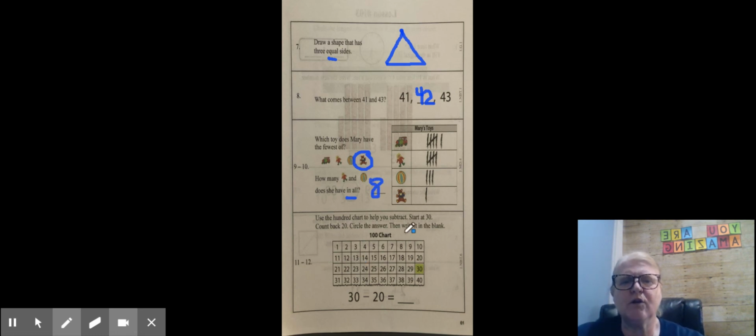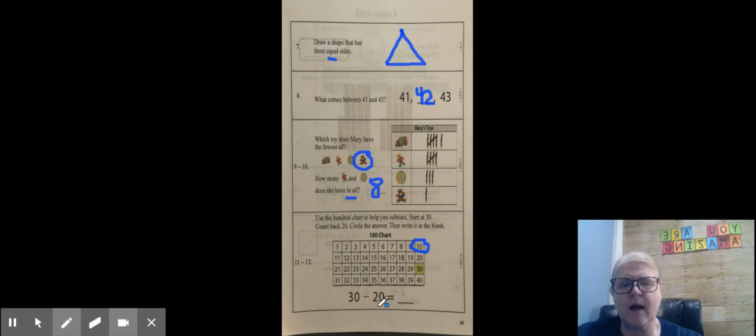Number 11 and 12. Use the hundreds chart to help you subtract. Start at 30, count back 20. Circle the answer, then write it in the blank. 30 minus 20. So if we are subtracting, we have to go this way towards smaller numbers. So 30 minus 20. Now every row counts as 10. So how many 10s are in 20? 2. So 30 minus 1 ten, 2 tens equals 10.